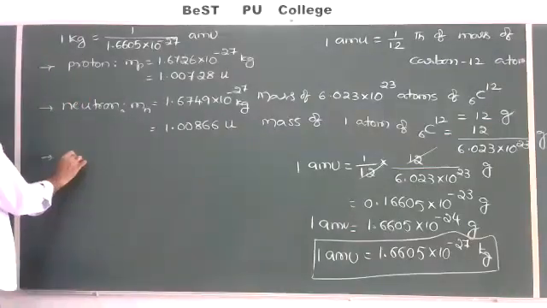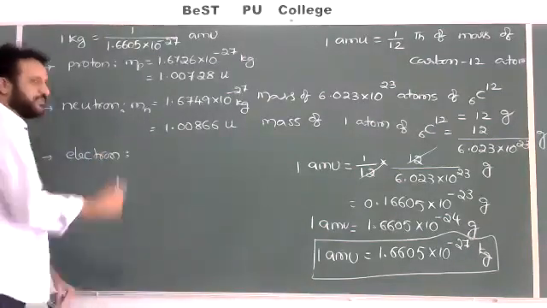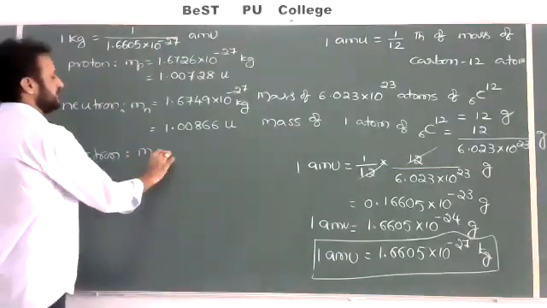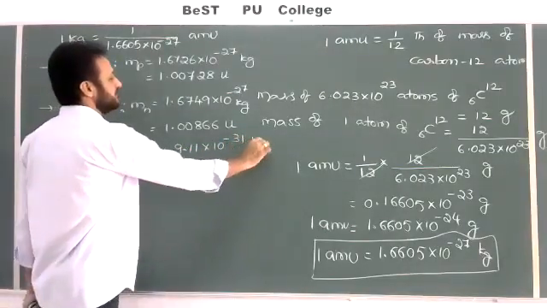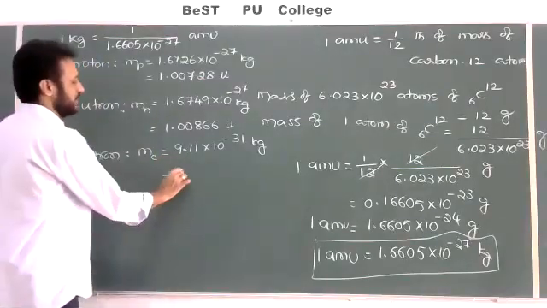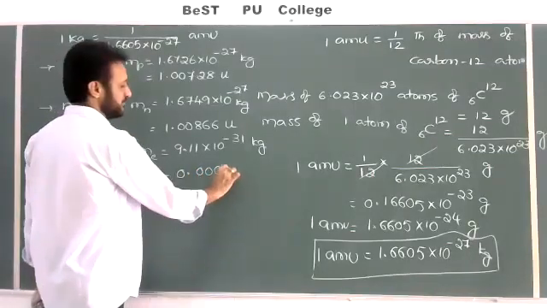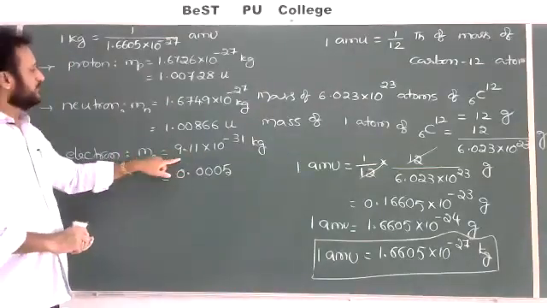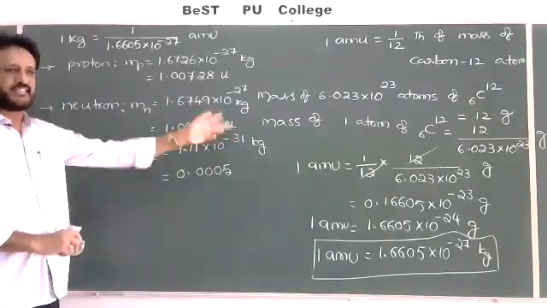Same model if we take the electron. These three fundamental particles you have to remember carefully, but no need to learn by heart. In the exam they may give the values. Mass of the electron is generally 9.11 × 10^-31 kg. This value we divide by 1.66. Here it is 9.11, and 10^-31 is there, no problem. After adjusting the digits you will get 0.